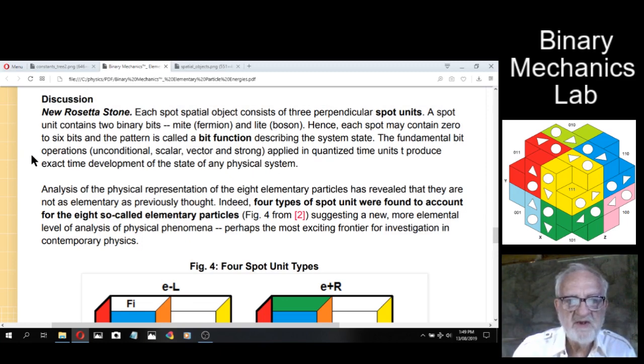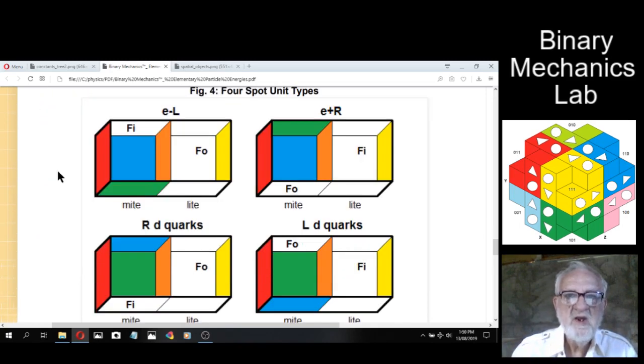Analysis of the physical representation of the 8 elementary particles has revealed that they are not as elementary as previously thought. Indeed, 4 types of spot units were found to account for the 8 so-called elementary particles, suggesting a new, more elemental level of analysis of physical phenomena, perhaps the most exciting frontier for investigation in contemporary physics. Here are the 4 spot unit types, which correspond to the 4 particle types. Sort of an amazing correlation.